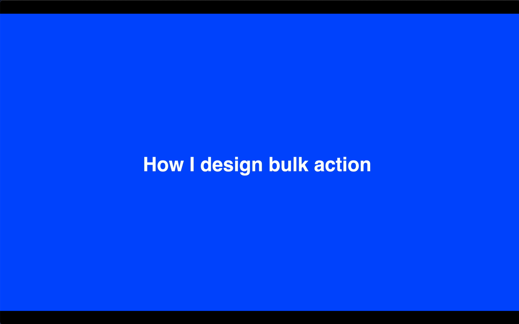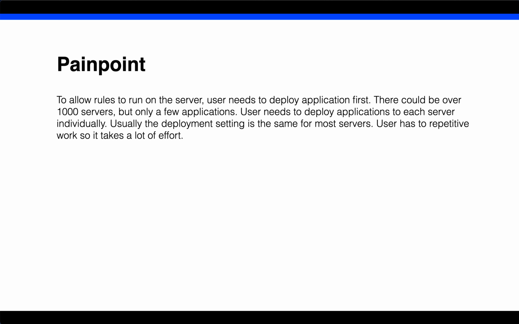Let's just continue. The second case is an interaction design example, how I designed bulk action. Bulk action is a very generic feature for most web applications, right? And the pain point was, without the bulk action, and to allow the rule to run on the server, okay, I had to give some context.